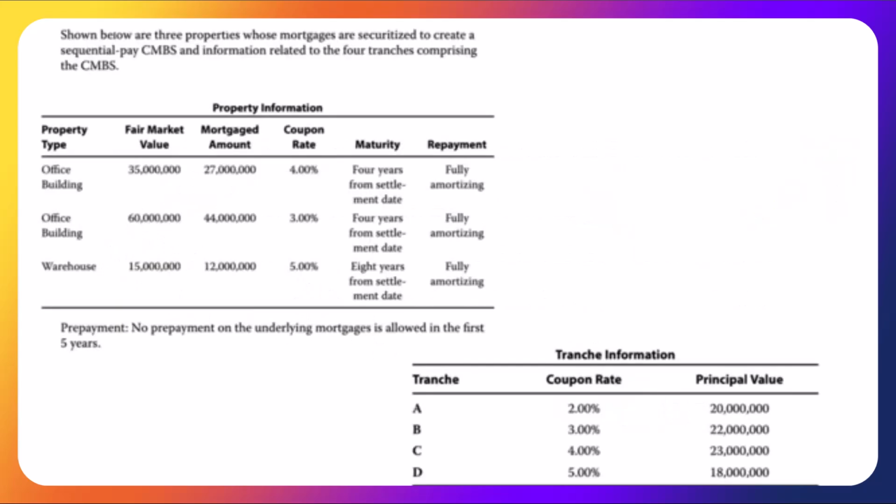Okay, we have a couple of tables for setup for the next few questions. We have the underlying collateral and the bonds that are issued. We see that we have 4 tranches of bonds, 2, 3, 4, and 5%. The principal values over here. The sum of these principal values has to equal the sum of the mortgaged amount, obviously, right? We have 3 mortgages here, coupon rate of 4, 3, and 5%.